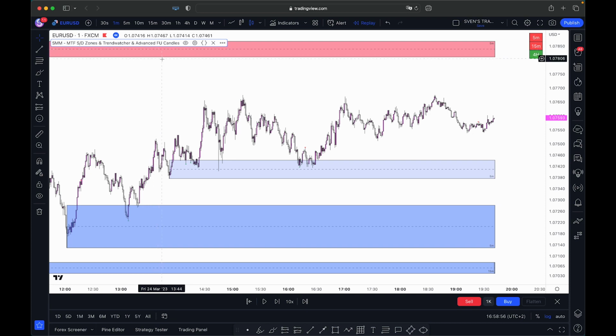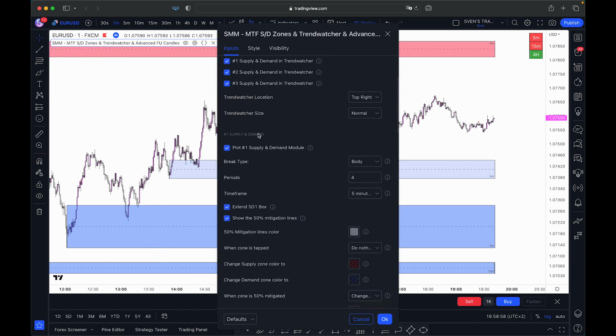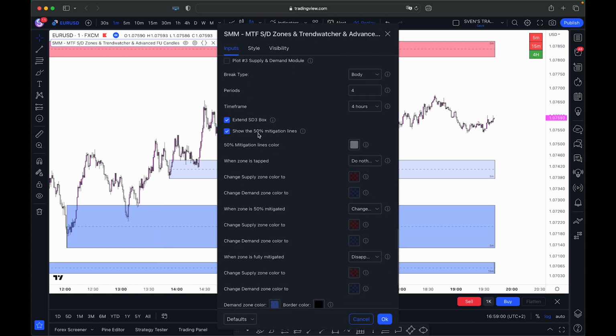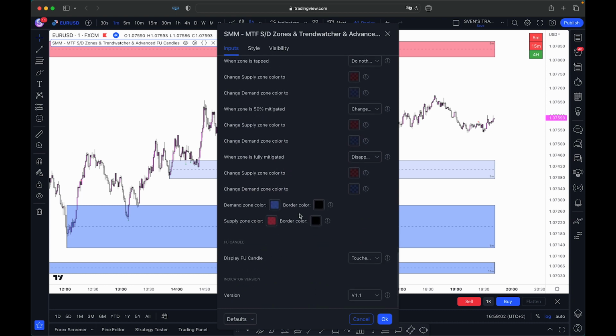What we've also added to this indicator are the FU candles. At first we only had them in our original smart money concepts indicator, but we've also added them to the multiple time frame supply and demand zone indicator with exactly the same settings. Display all the FU candles, show nothing, or only show when they touch a zone, which is the most interesting one, and we've enabled this one by default.